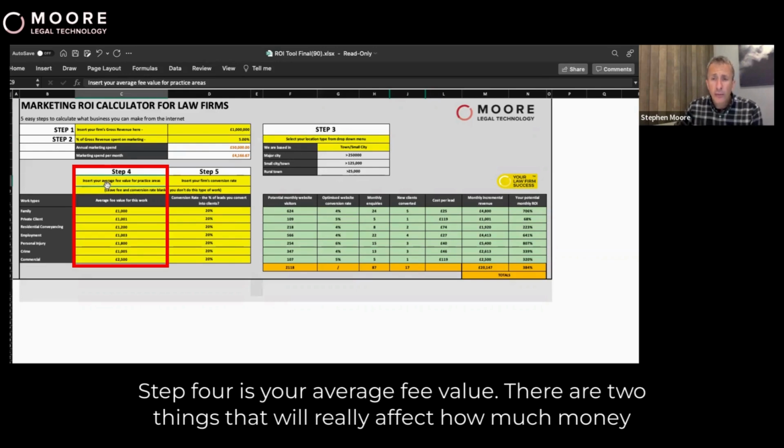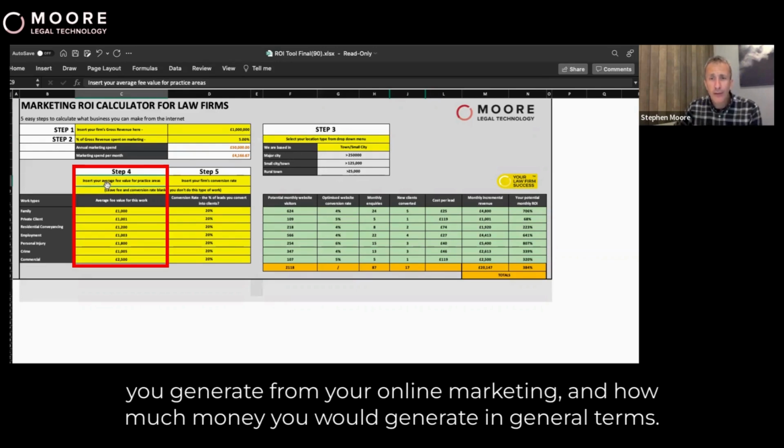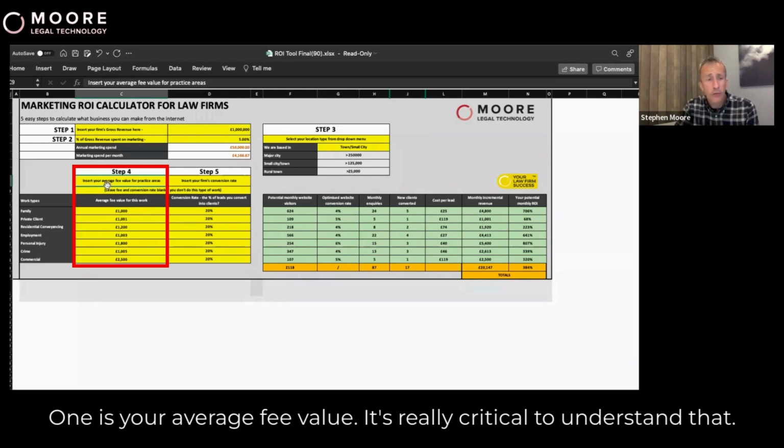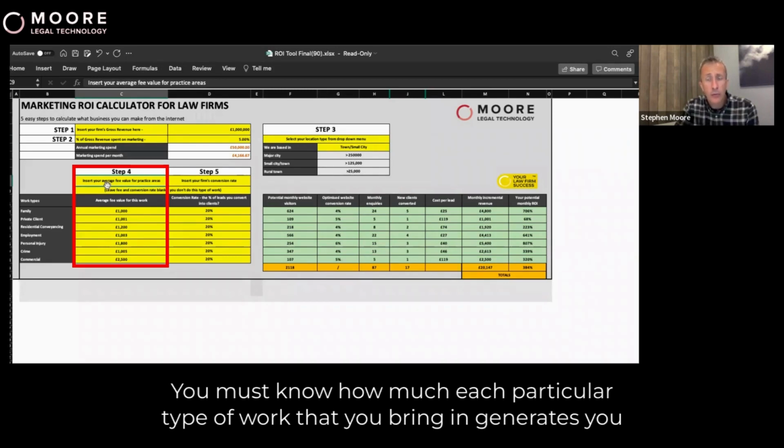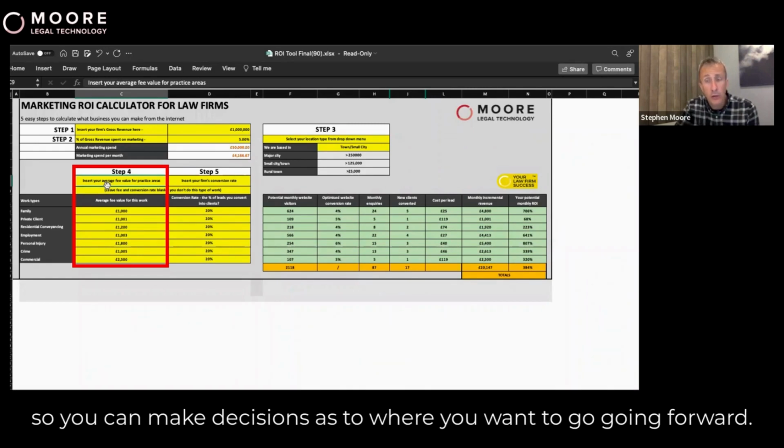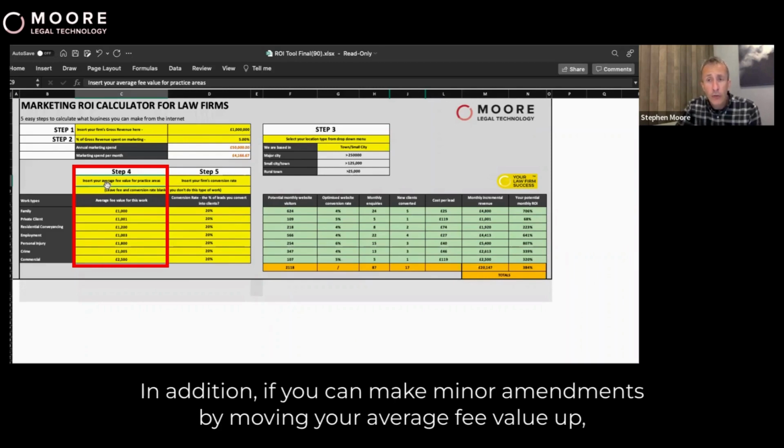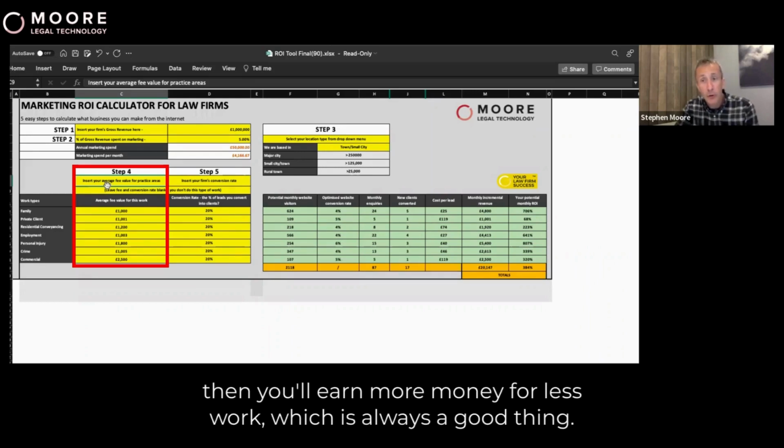There are 2 things that will really affect how much money you generate from your online marketing and how much money you will generate in general terms. One is your average fee value. It's really critical to understand that. You must know how much each particular type of work that you bring in generates you, so you can make decisions as to where you want to go going forward. In addition, if you can make minor amendments by moving your average fee value up, then you'll earn more money for less work, which is always a good thing.